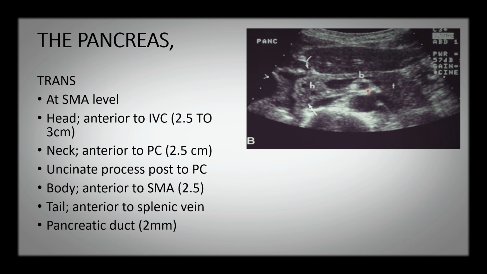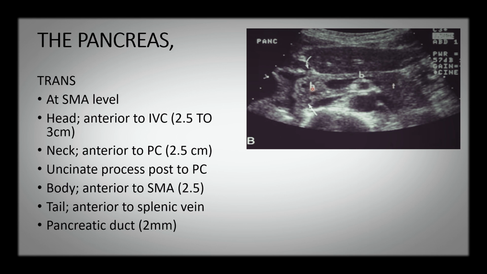Then at the level of the aorta, anterior we have the superior mesenteric artery. So anterior to it we have the pancreatic body. So when you continue with the splenic vein, anterior to it we have the pancreatic tail.